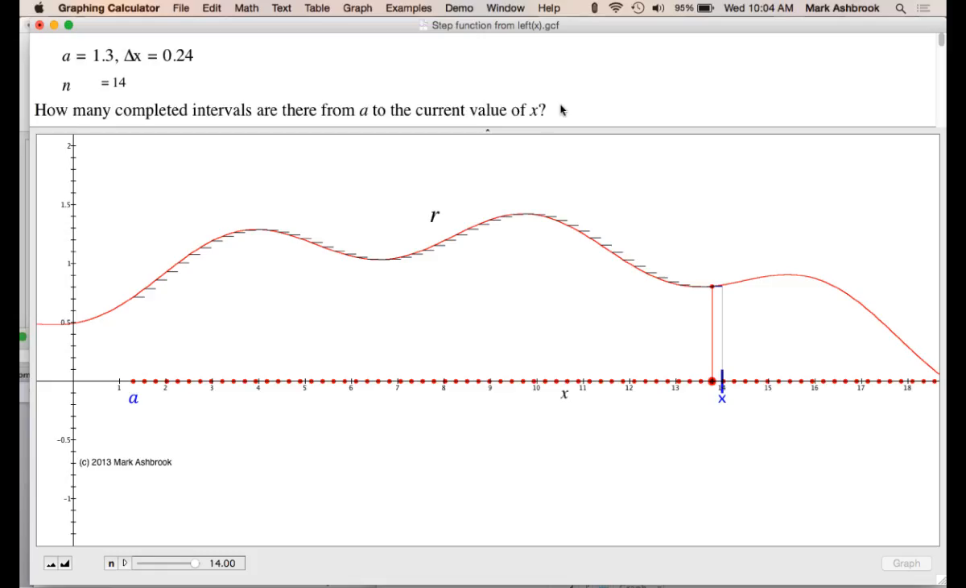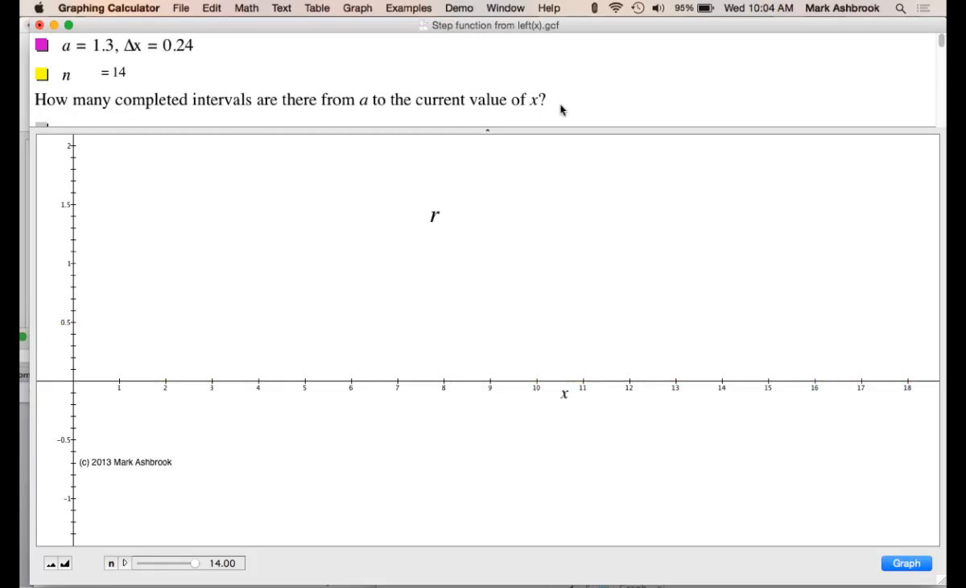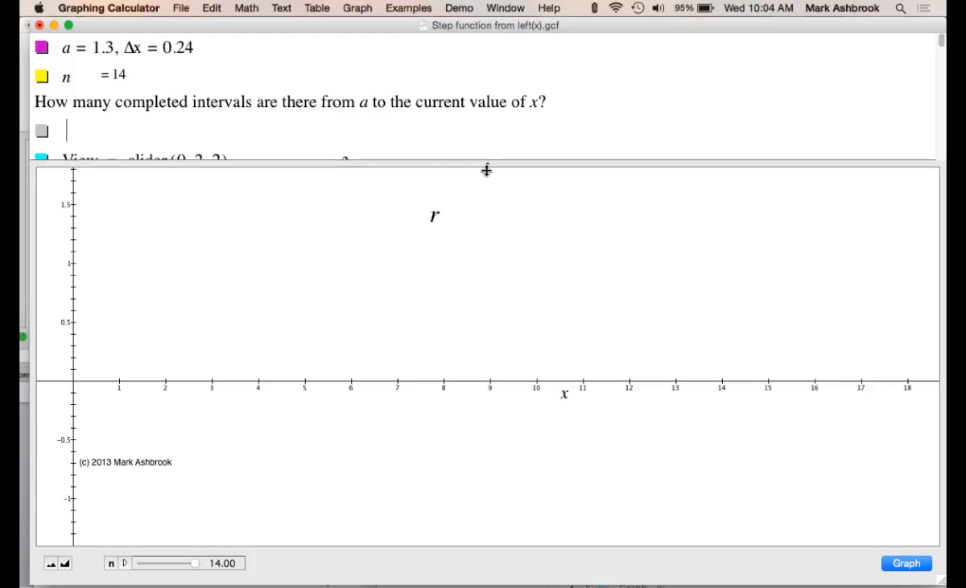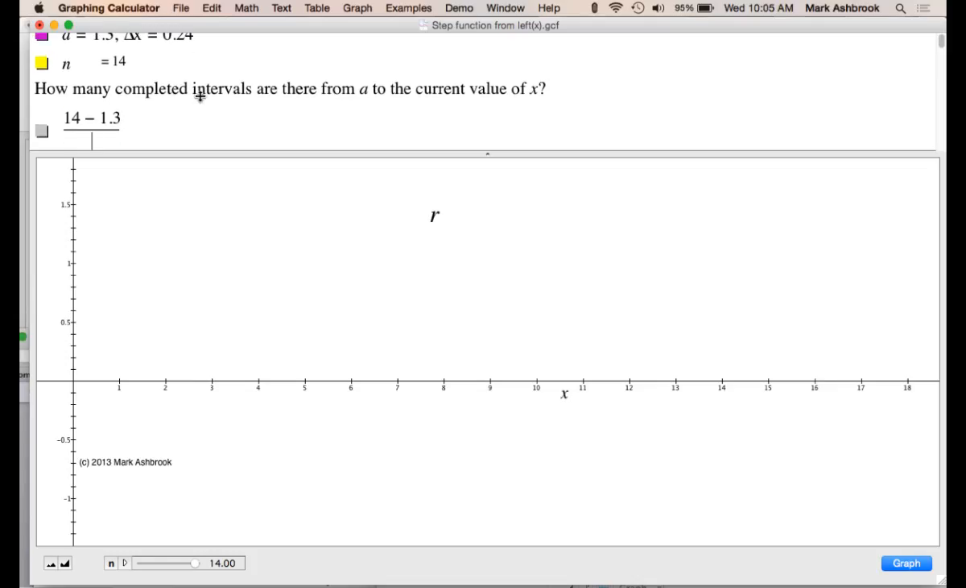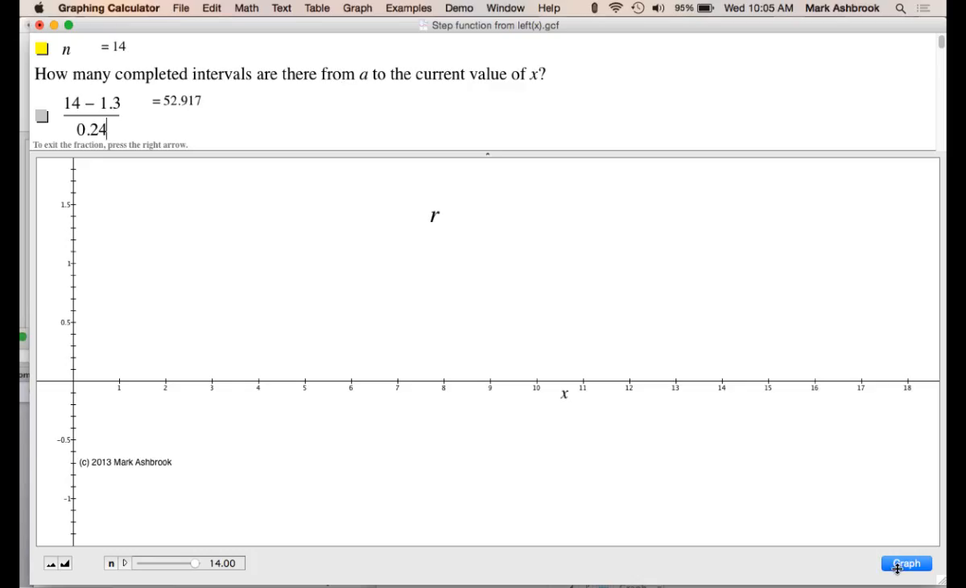And so how are we going to set that up? Same thing as before. We're going to do what? x equals 14 minus 1.3. What's the 12.7 mean? Total distance from a to x. So it's like the net change, the total change in x from a to x, and we're going to divide by delta x, and you get 52.917. Anyone else get that?